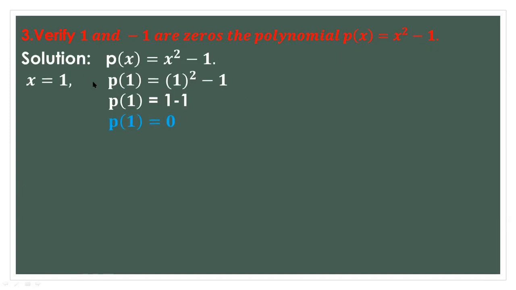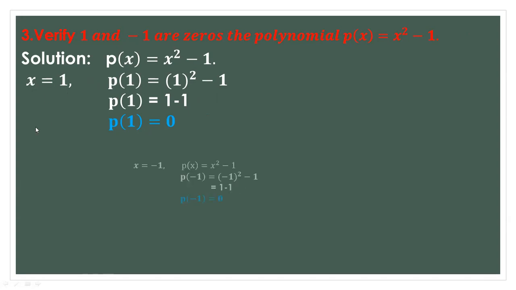Okay, students. So next, one more problem. Verify 1 and -1 are the zeros of the polynomial p of x is equal to x square minus 1. Its solution: first case, p of x is equal to x square minus 1. Just replace x with 1. Now your polynomial becomes p of 1 is equal to 1 whole square minus 1. 1 whole square means 1, so 1 minus 1 becomes 0. Your polynomial becomes 0 when x is equal to 1.